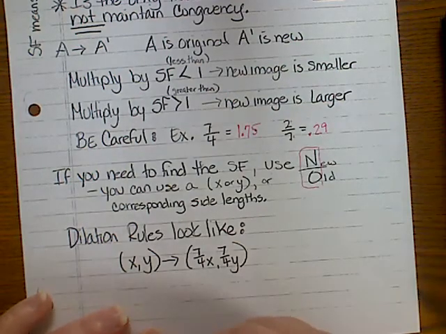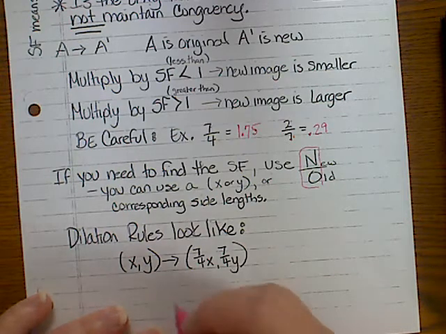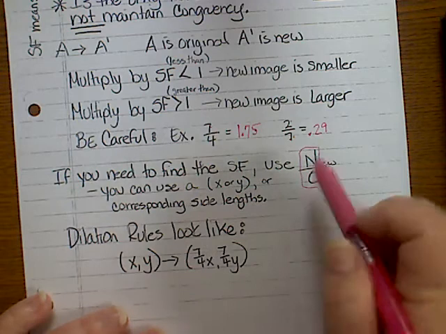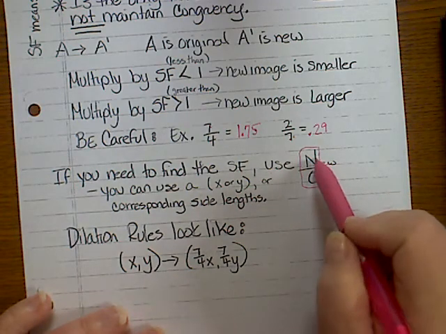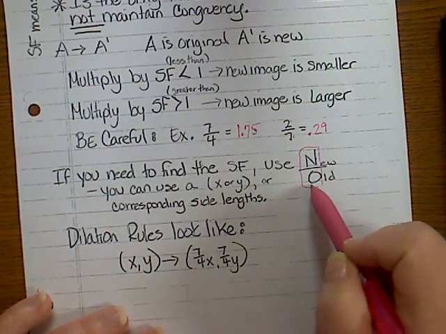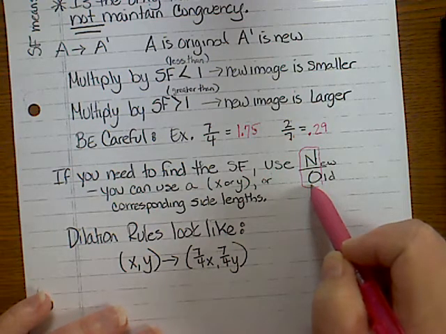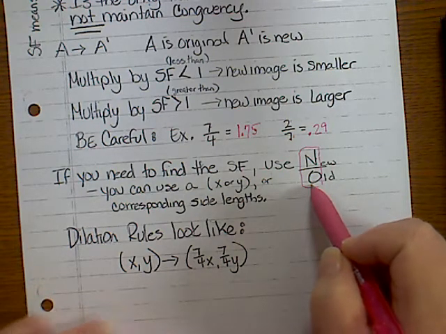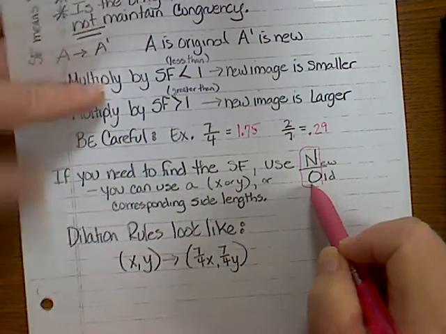Use new over old. You can use an x or a y or the corresponding side lengths. You can use any of those things, and you put your new measurement over your old measurement, and then simplify that, and it will tell you what the scale factor is, okay?